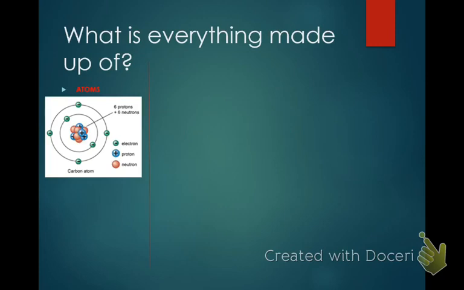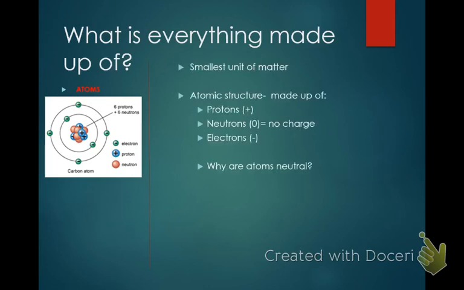So what is everything made up of? Okay, atoms. That is the key information to know. Everything is made up of atoms. Okay, atoms are the smallest unit of matter. So they're the building blocks for everything, okay? And atoms are made up of 3 things: protons, neutrons, and electrons, okay?